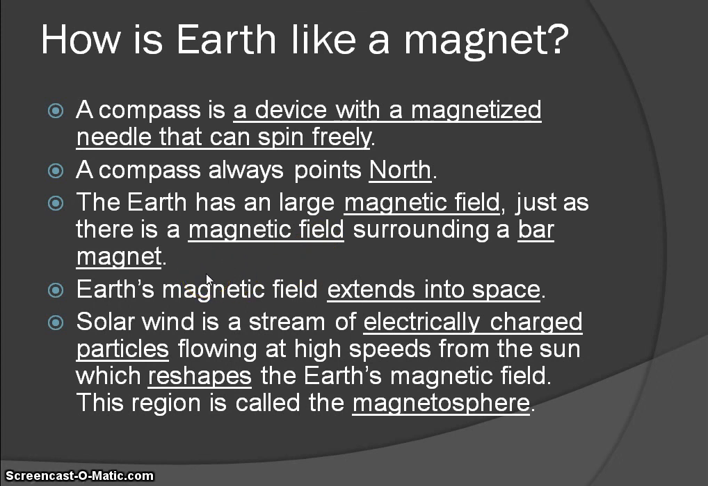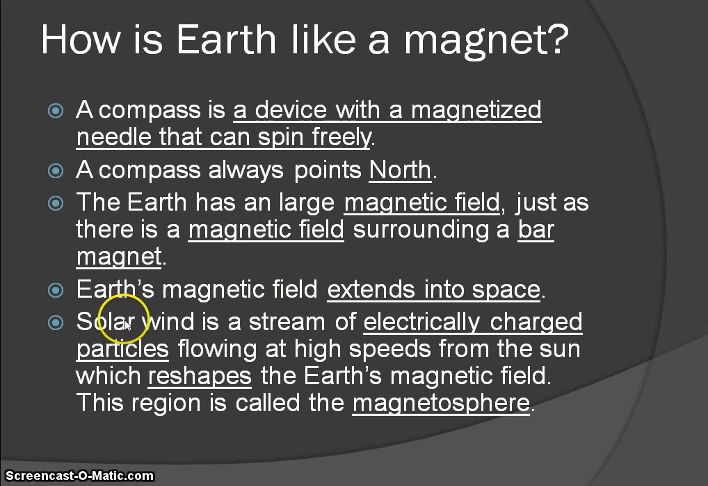Earth is like a magnet. And we can see Earth's magnetic field by using a compass. It lines up with the magnetic field and it shows us which way is north. Earth has that magnetic field and it extends out into space, just like the field lines around a bar magnet extend into space as well.